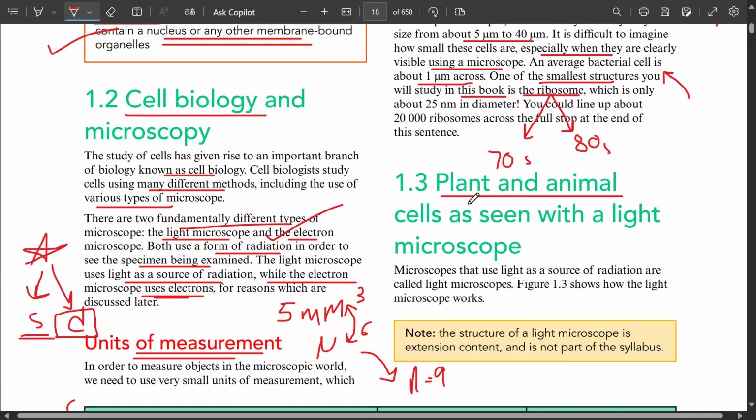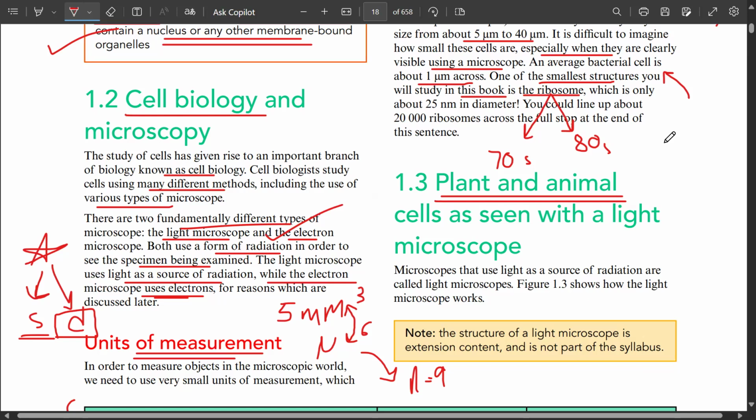Plant and animal cells. Can you tell me three differences each between a plant cell and an animal cell? Plant cell has cell wall. Animal cell doesn't have cell wall. Good. Plant cell has a large vacuole. Animal cells have small vacuoles. Good. And plant cells have chloroplast and animal cells don't have chloroplast.